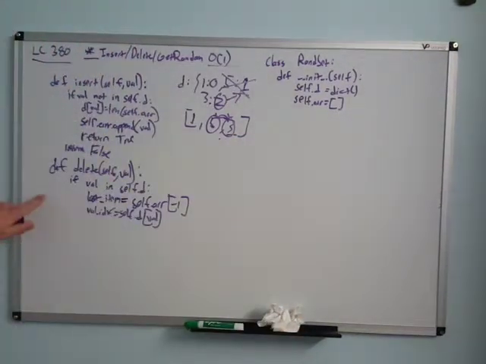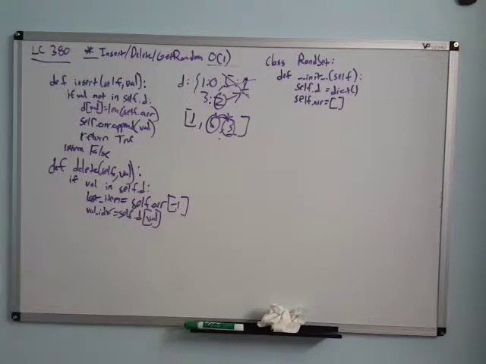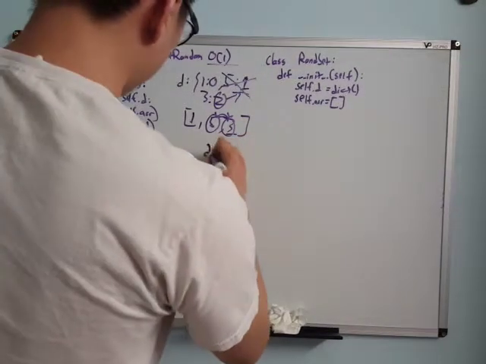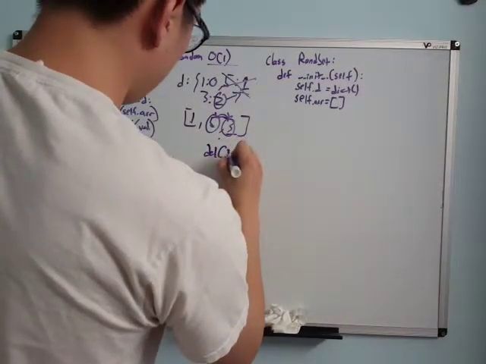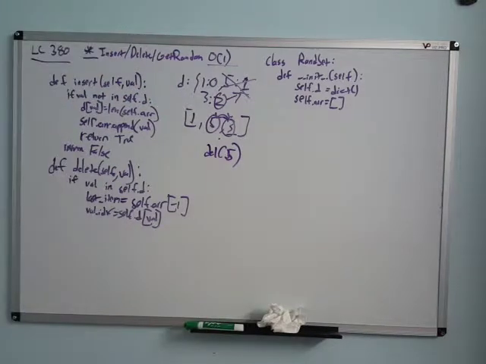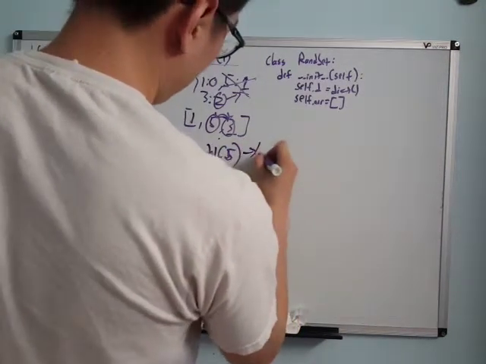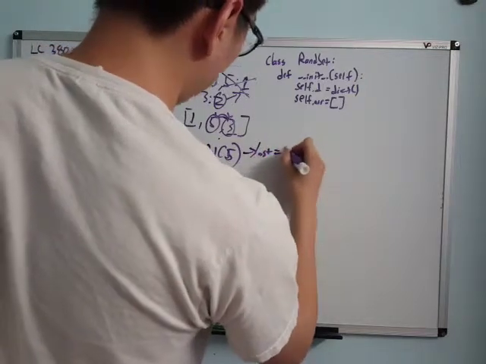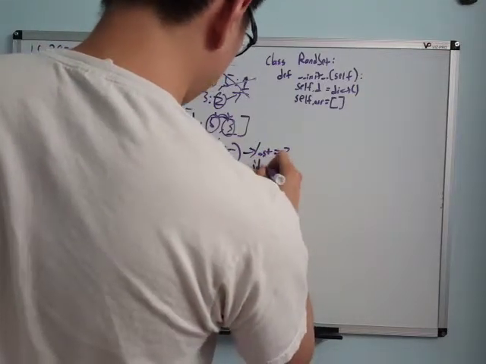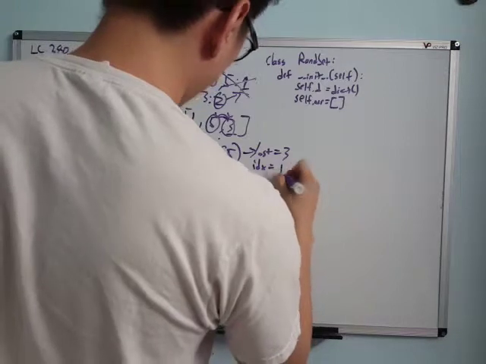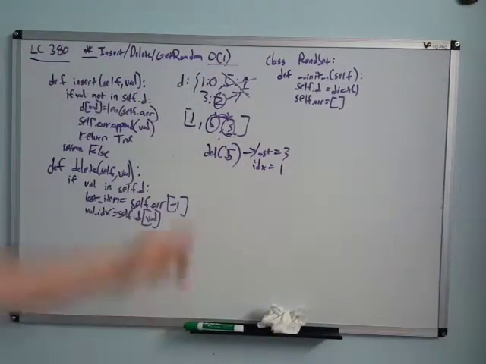So value in self.d, because when we're removing, we need to make sure that it's in the dictionary. Constant time. The last item is 3. So we do a delete on 5. Make sure it's recording. We say last item, which is 3. The value index is 1 for 5, right? Deleting 5.